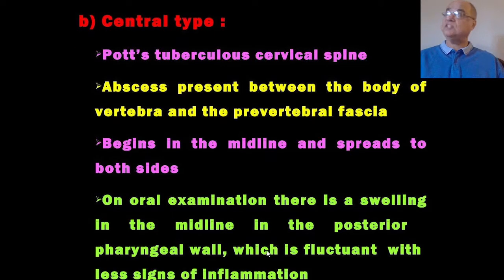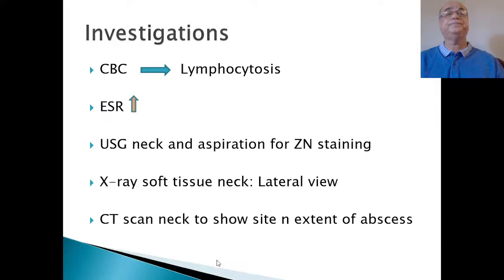While the other one will be the central type, of course, which is Pott's tuberculosis of the cervical spine. So it will be there in the prevertebral space between the body of the vertebra and the perivertebral fascia. It begins in the middle and spreads to both sides. So more bulge will be there exactly in the midline, and it will be seen in adults secondary to tuberculosis of the cervical spine. And on oral examination, there is a swelling in the midline in the posterior pharyngeal wall, which is fluctuant with less signs of inflammation.